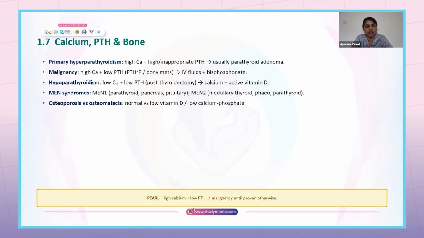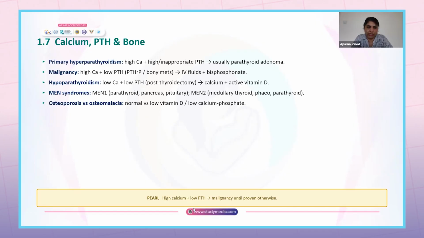In malignancy also you will find high calcium, but in that case there will be a negative feedback and parathormone or PTH will be low, and the high calcium is not because of parathormone. And here you will treat the hypercalcemia with fluids and bisphosphonate. After ensuring vitamin D levels are normal, you can give IV zoledronate to reduce calcium if it is not being treated with just IV fluids alone.